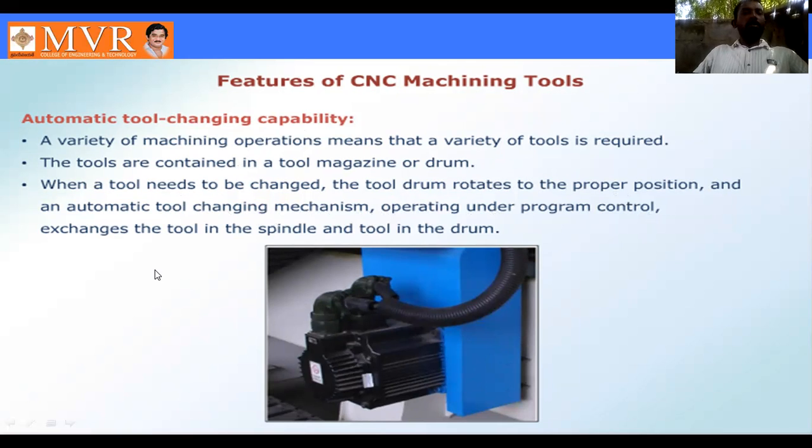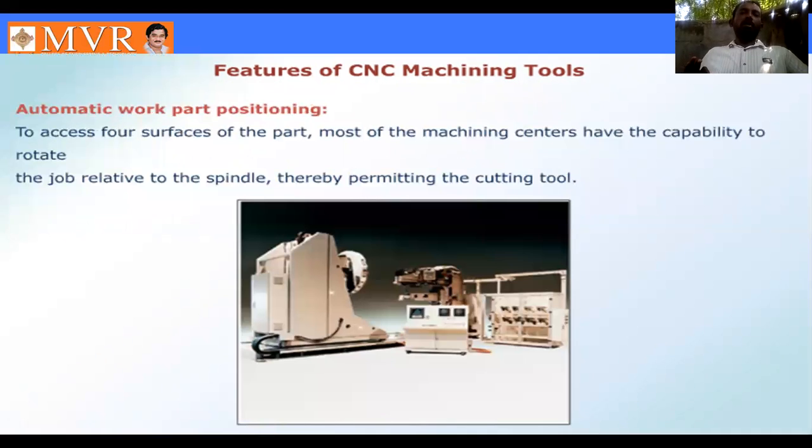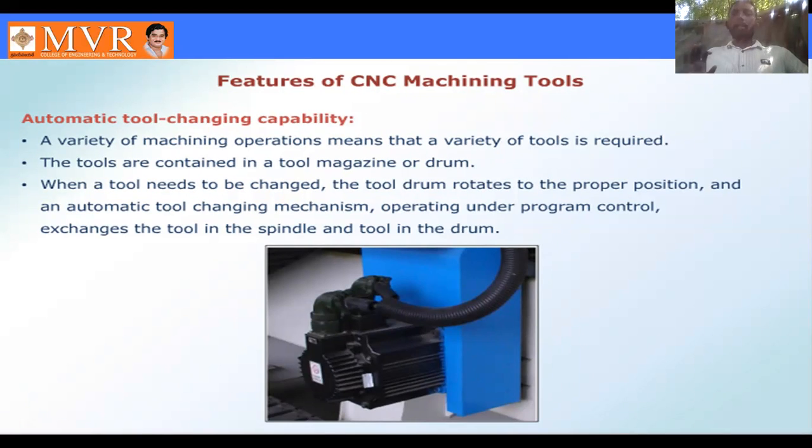To exchange the tool in the spindle and the tool in the drum. So the tool drum will exchange the tool in the spindle. So it is the automatic tool changing capability, one of the very important ones. First one is automatic work path positioning. Second one is automatic tool changing capability.